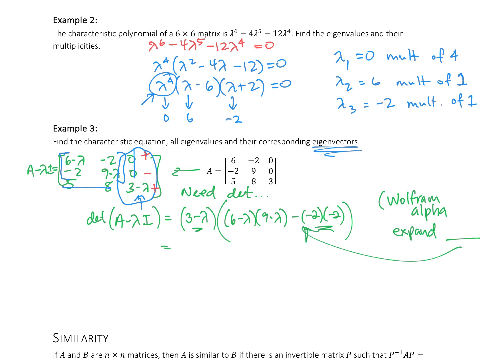So it turns out this polynomial comes out to be negative lambda cubed plus 18 lambda squared minus 95 lambda plus 150. So there's our characteristic equation. Then we're going to set that equal to 0 as our characteristic equation. And when we factor this, that's going to get us our eigenvalues.